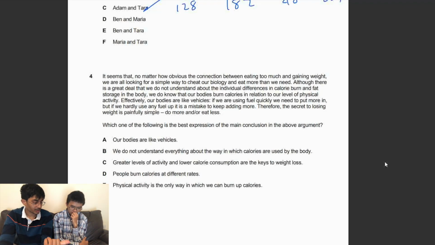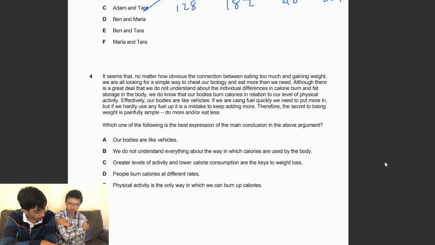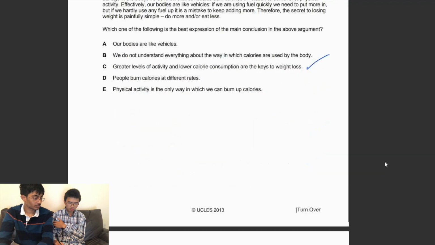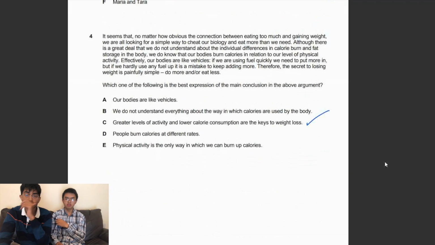So for these questions, you kind of have to use the elimination method. We do not understand everything about the way in which calories are used by our body. Potentially, but this is the main conclusion. Greater levels of activity and lower calorie consumption are the keys to weight loss. Well, that's probably right, because we get the last sentence, but I'm looking at the other options. People burn calories at different rates. No. Physical activity is the only way to burn a calorie. No, so it's C. Yep. So it also says therefore, so it's kind of introducing the conclusion.